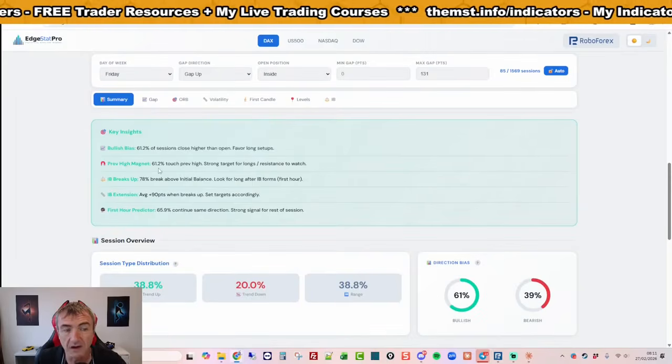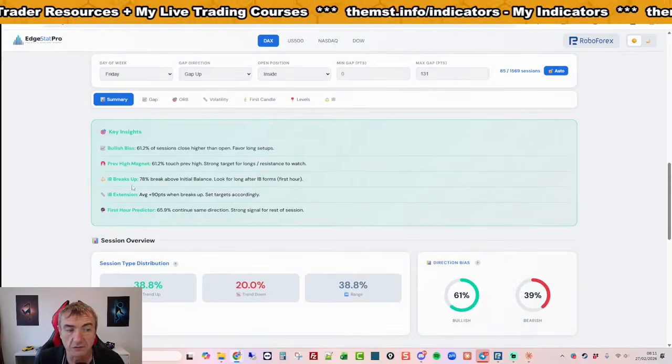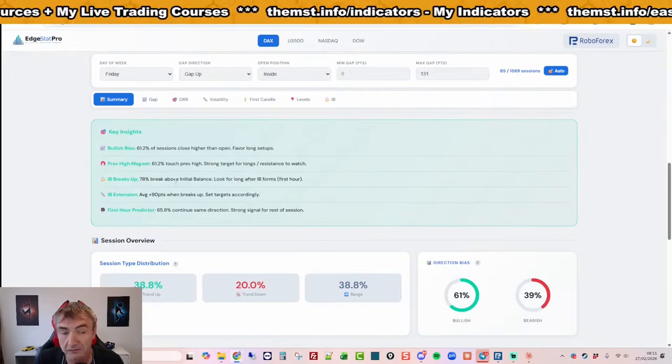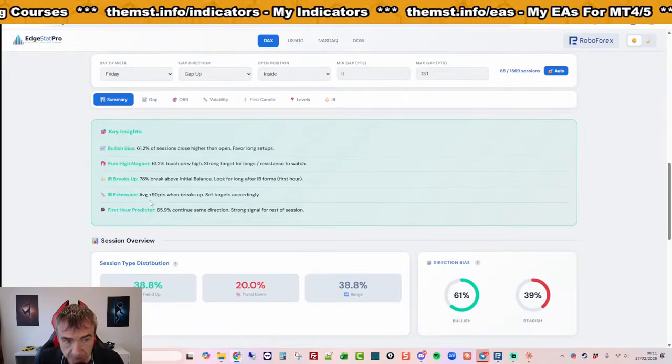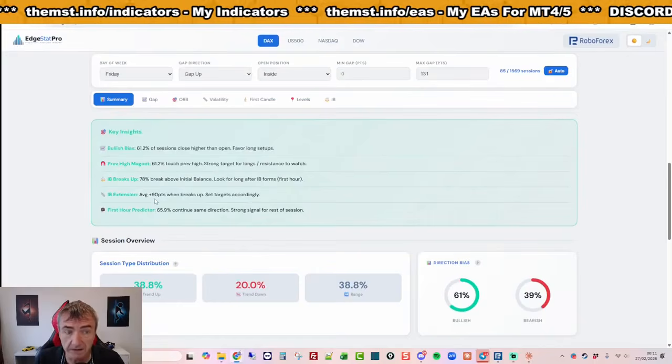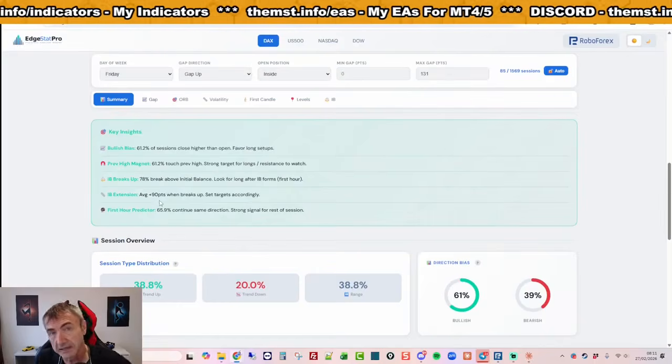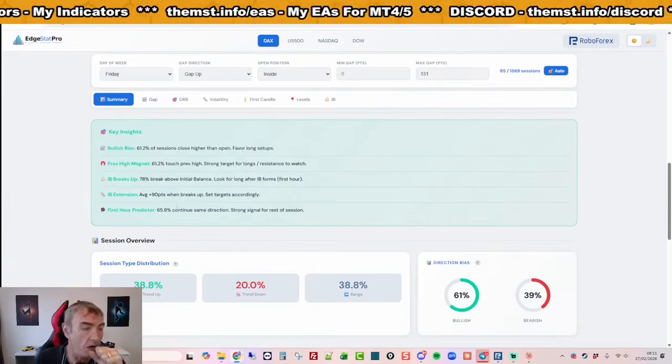We've got a previous high magnet available to us. We've got an initial balance breakup of 78%. So the initial balance breakup statistic. The extension should be around about 90 points. So he knows when he gets in roughly where to go with it as well.